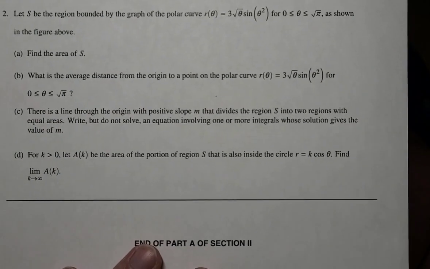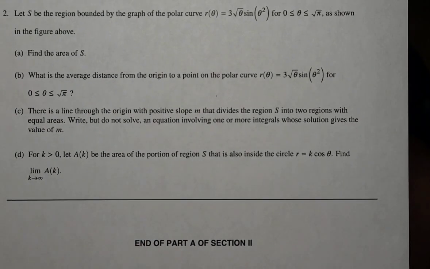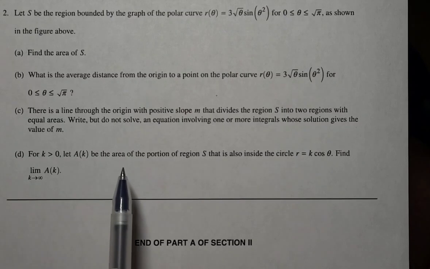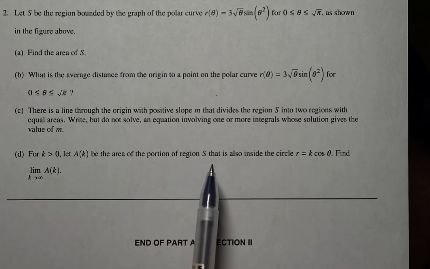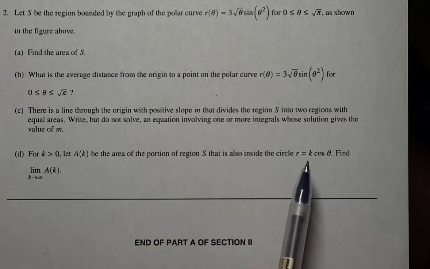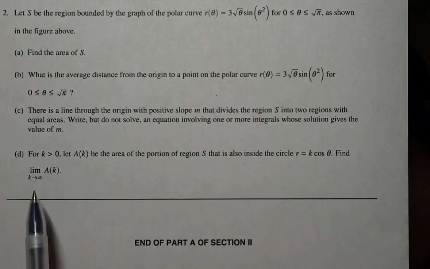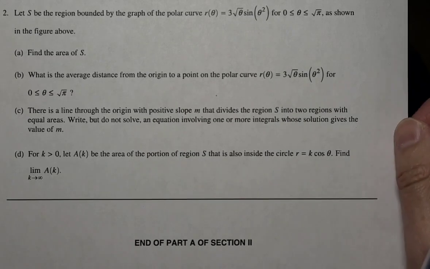All right, part D, this is probably the more challenging one for most people. For k greater than 0, let A of k be the area of the portion of the region S that is also inside the circle r equals k cosine theta. Find the limit as k approaches infinity of A of k.